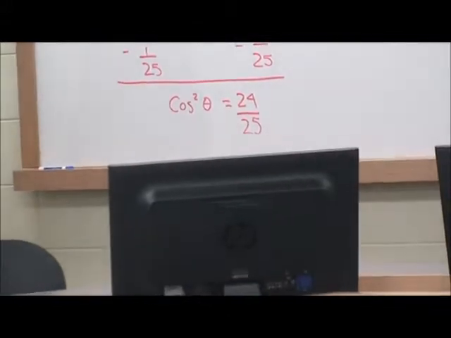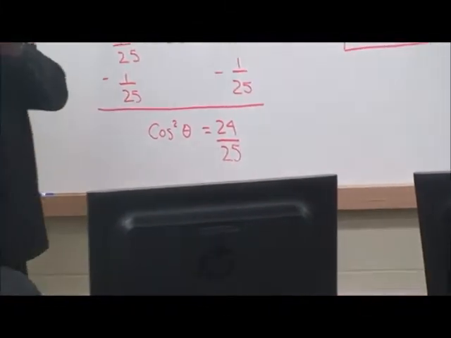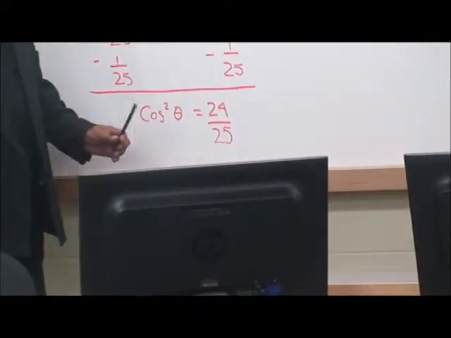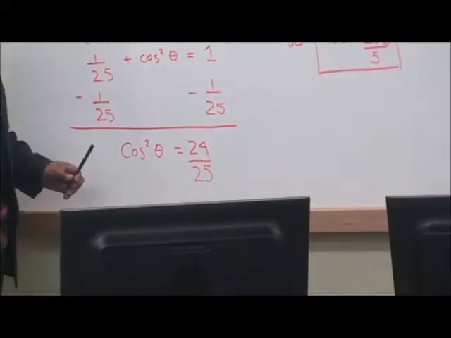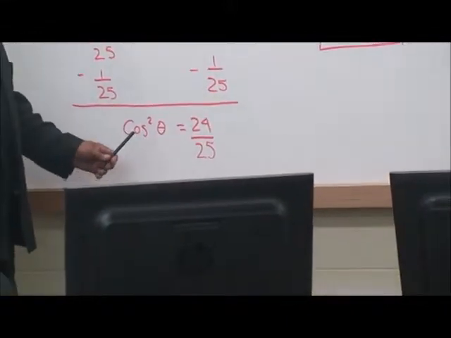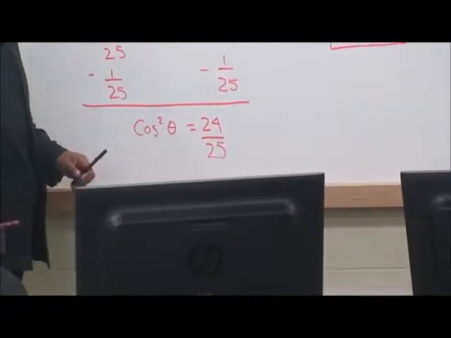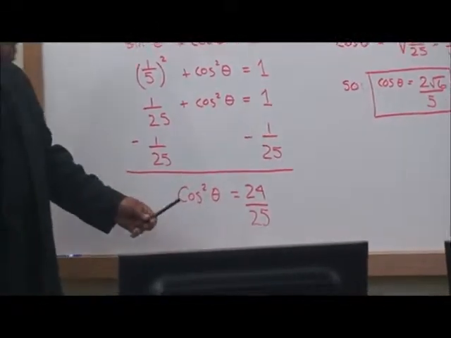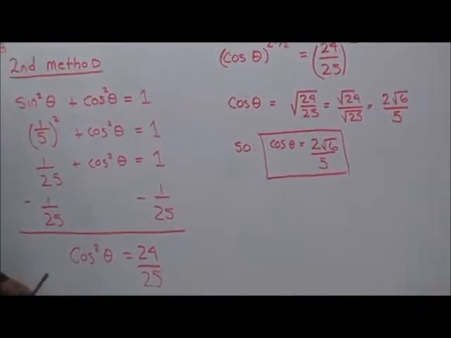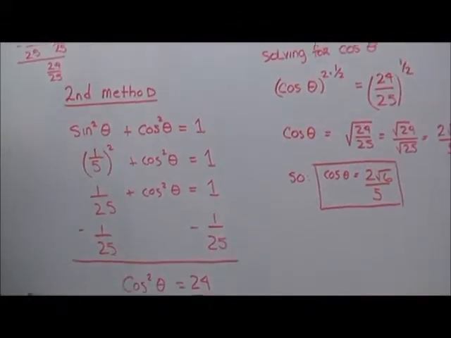Question is, are we done yet? Absolutely not, not yet. Because here we have to solve for cosine theta, not so much cosine squared theta. Well, we had isolated the variable, of course, but then we have to break it all the way down and solve for cosine theta. So how do we do that?